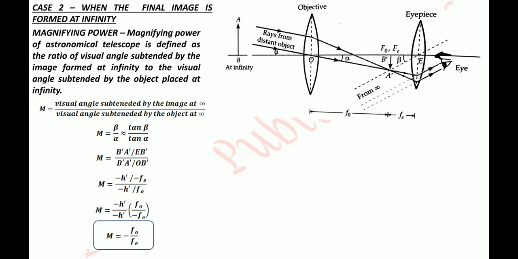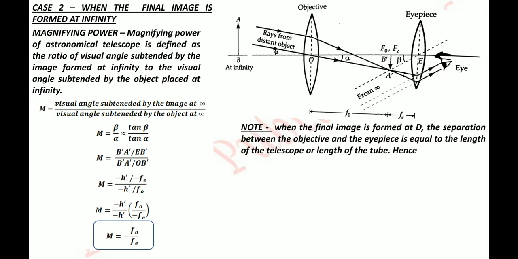The question is not in the name of the final image formed at infinity, it will be in the name of normal adjustment or relaxed condition for the eye. One more thing, if you notice, this time the separation between the lenses, from here till here it is equal to FO, from here till here it is FE. The separation between the lenses, which is the length of the tube, is given by FO plus FE.